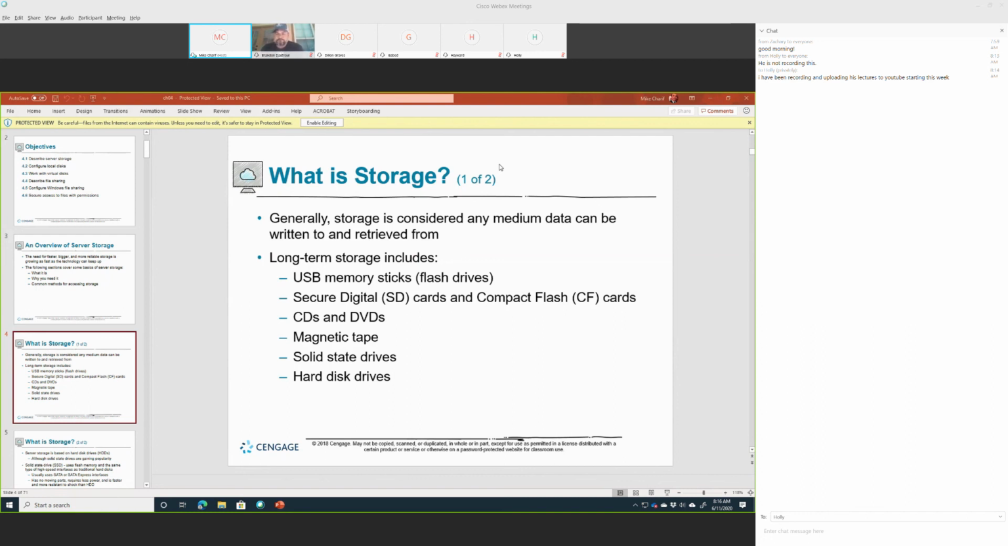So the question is, for long-term storage types, we use, for example, USB memory sticks. These are flash drives. In the old days, we used to use a floppy. Now we use a flash drive, which is memory sticks.